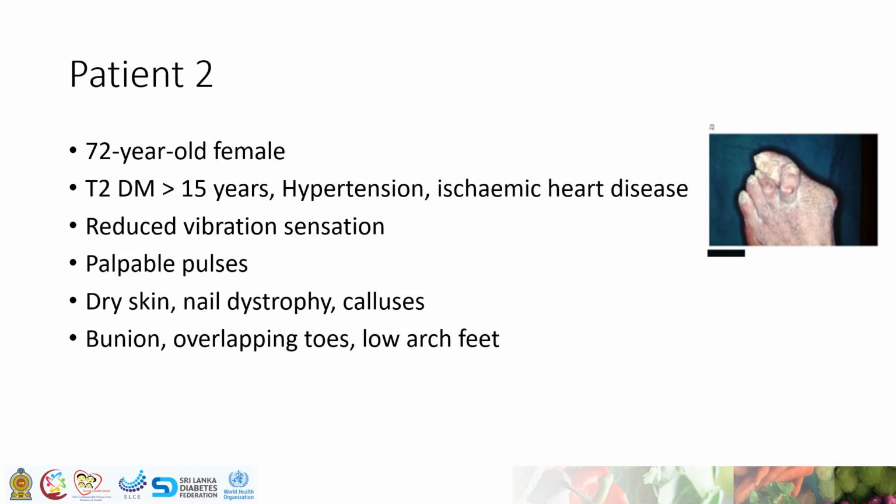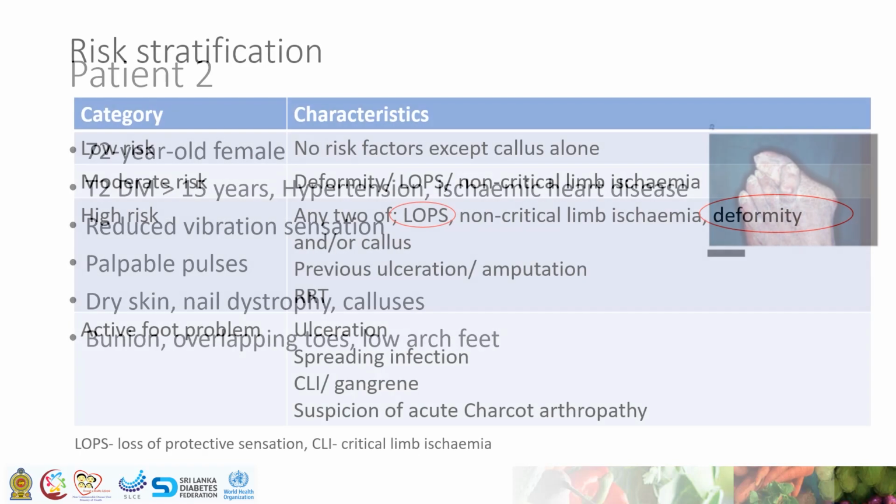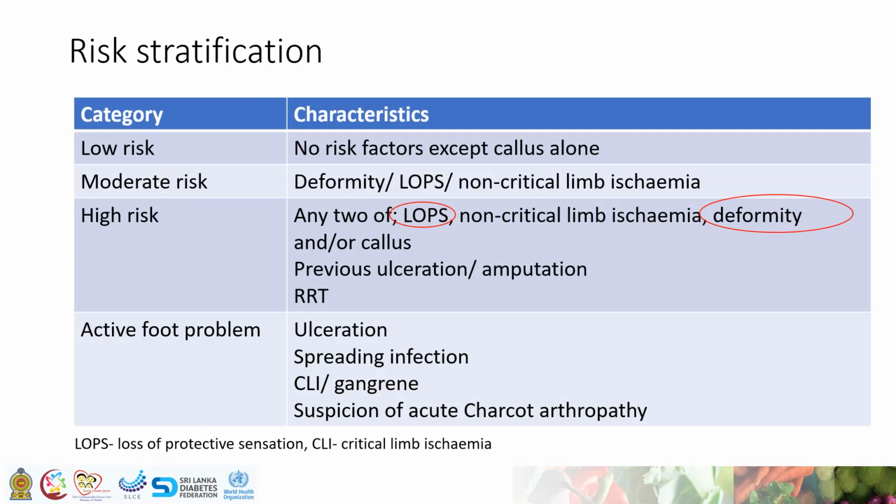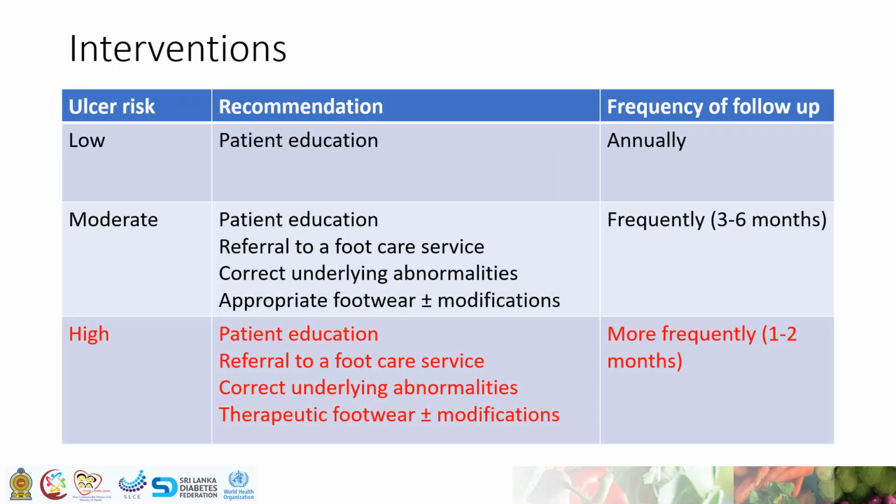Moving on to the second patient. This is a 72-year-old female with multiple comorbidities. She has LOPS, calluses, and several deformities. Therefore, she is at high risk of diabetic foot ulcers as indicated here. She should be closely followed up to identify any active foot ulcer. Education should emphasize the high risks and measures to protect her feet.